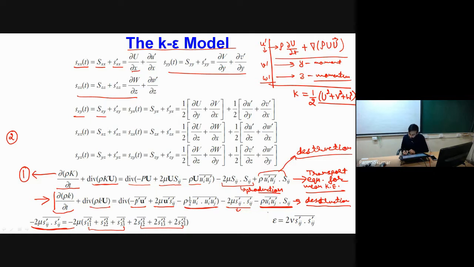So if I have to find out this equation on per unit mass basis, over here I will first multiply this component with mu, and then divide it with rho. So this particular term will become nothing but 2 mu times Sij dash dot Sij dash.